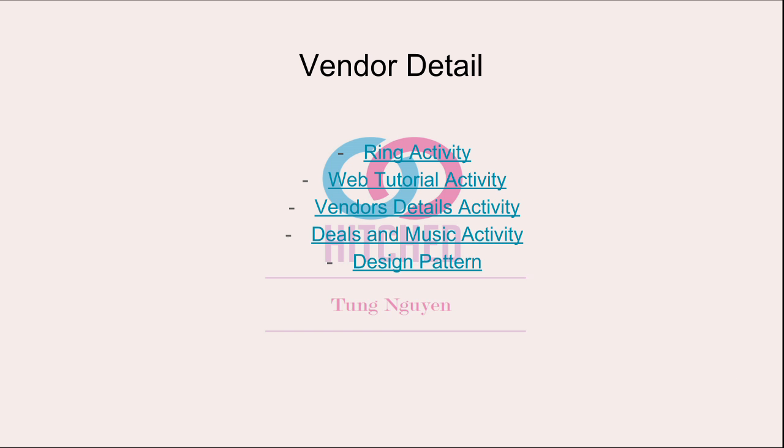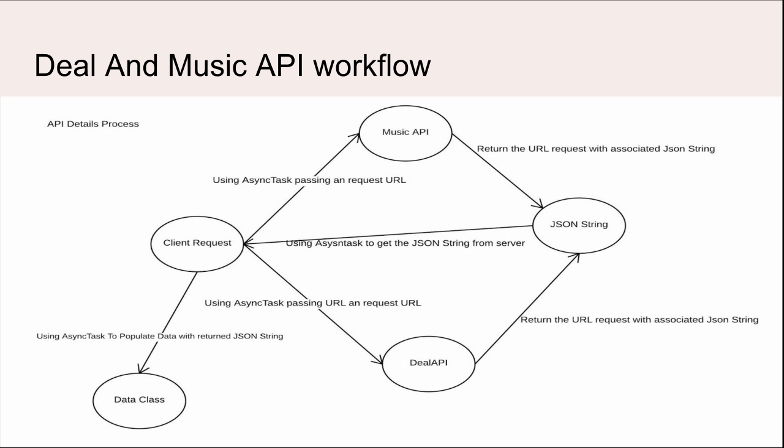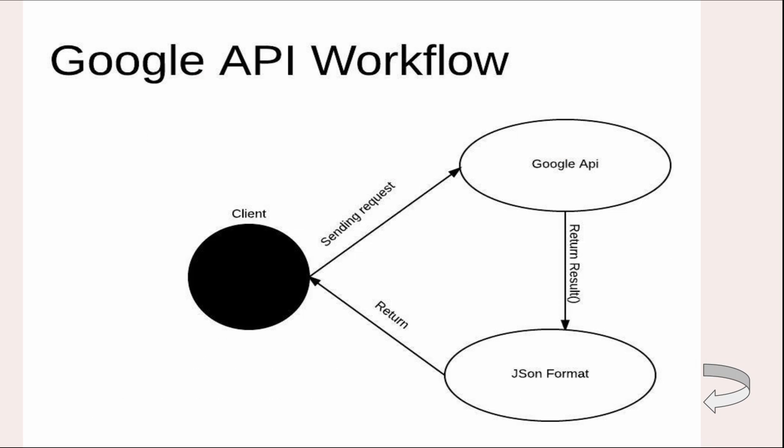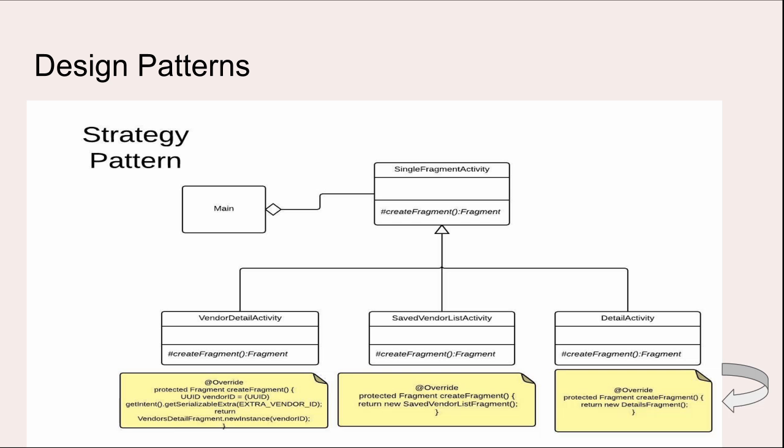And to talk about design patterns, I'm mainly using the Factory design pattern to implement the activity. The parent activity is a single fragment activity with the abstract method createFragment. So the child fragment overrides the createFragment method to create its own version of the activity. It works like a template for the whole project. So that's it. Let's go to the demo.